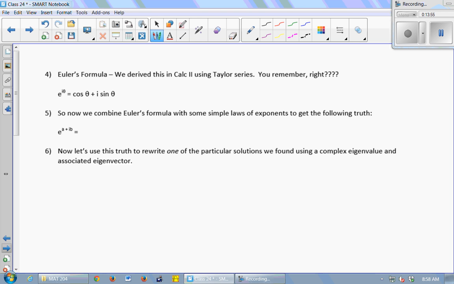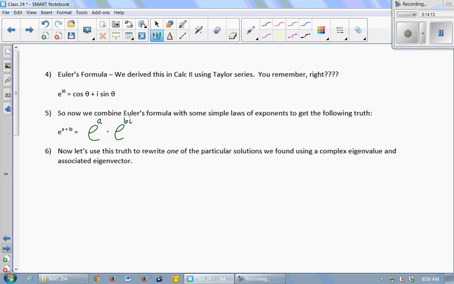All right, so I've got this guy to start with. I'm going to rewrite it using a law of exponents that says I can do e to the a times e to the bi, because when you have like bases, you would add those exponents, so I'm just kind of going in reverse.